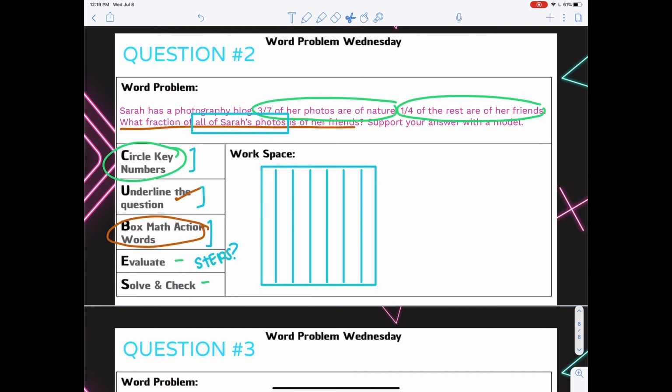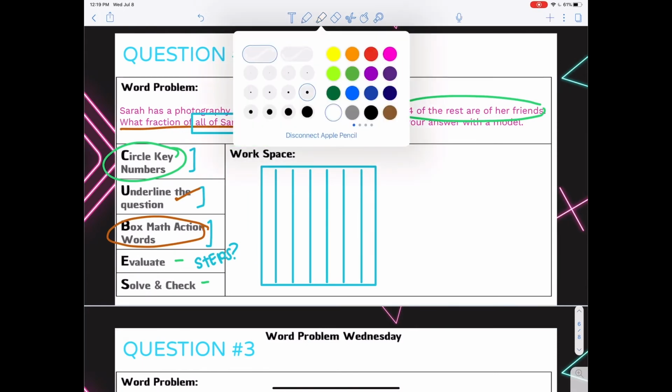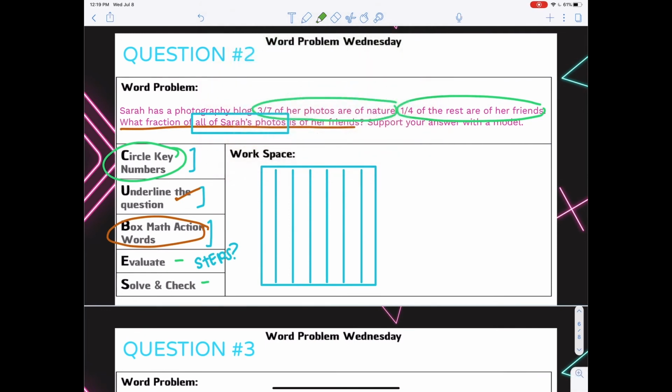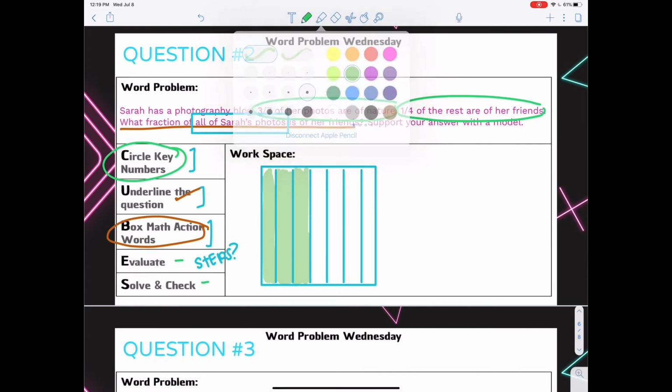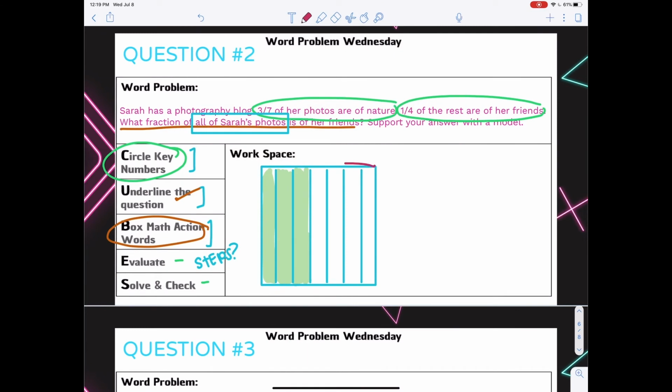3/7 of her photos are of nature. So I'm going to put green, and I'm going to highlight it actually, because we can see that. Here's 1/7. Here is 2/7, and lastly here's 3/7. So this is of nature. 1/4 of the rest of her friends are in the blog. So we're going to focus on the rest. So I'm going to box the 4/7 that we haven't touched yet.